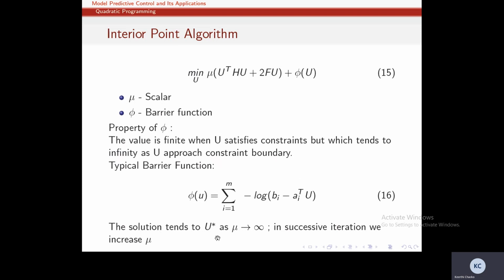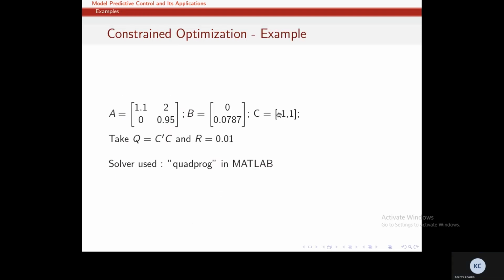The solution tends to u star as mu tends to infinity. So in successive iterations we increase mu and minimize again. As mu increases in successive steps, we are nearing the optimum. That is how the optimal point is found in the interior point method.